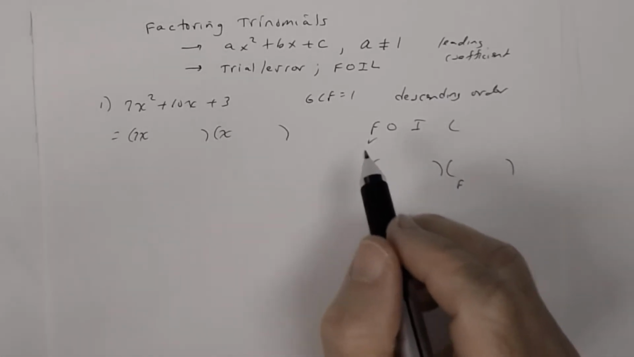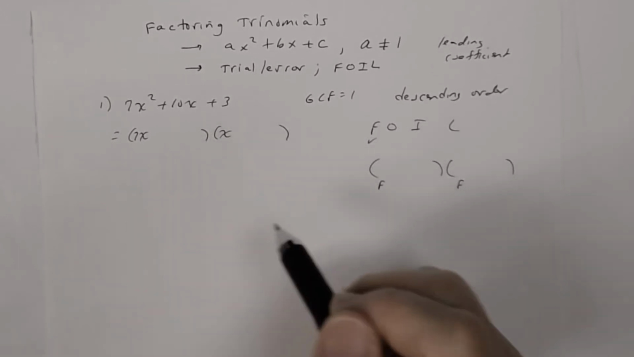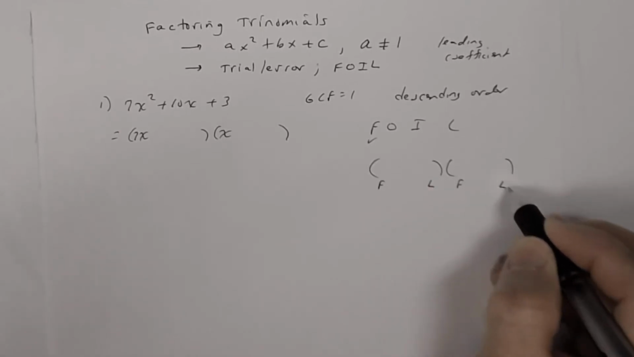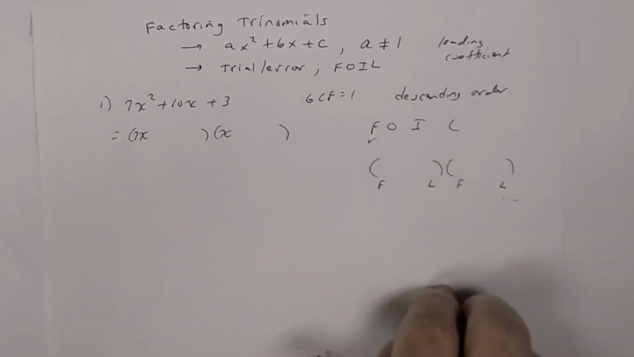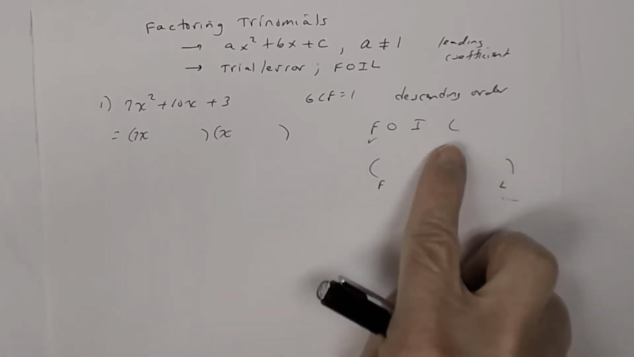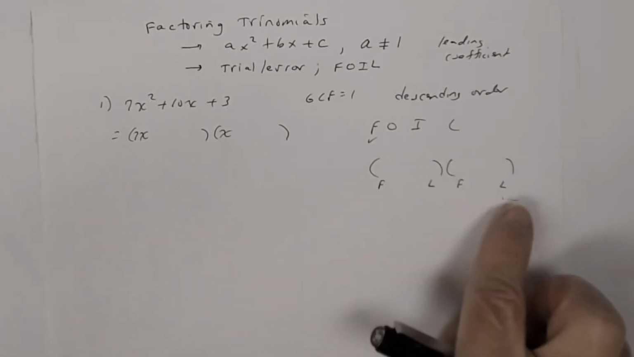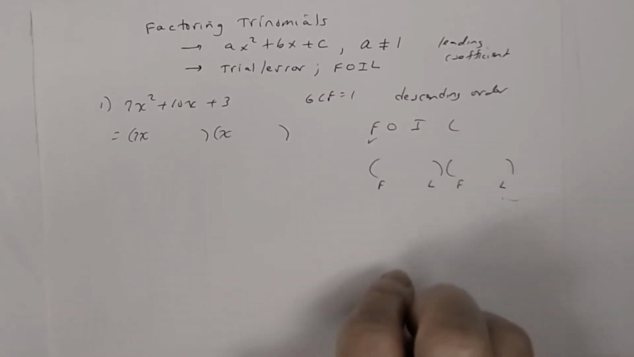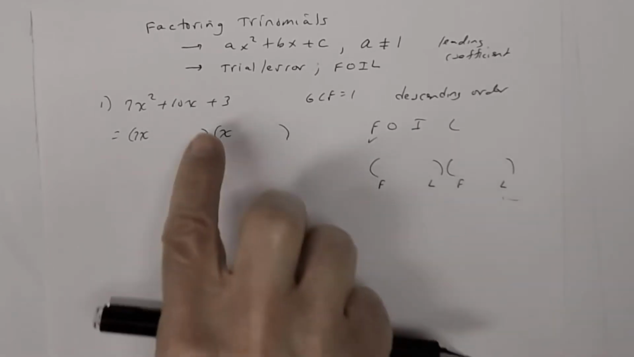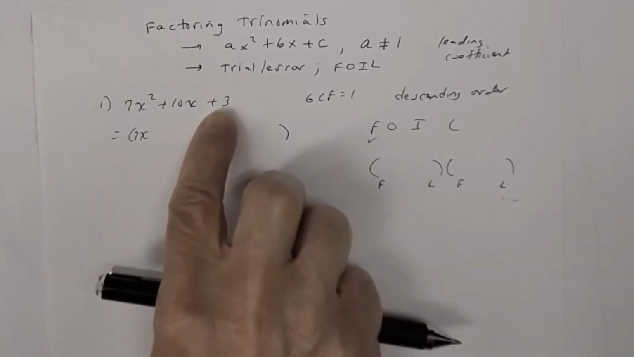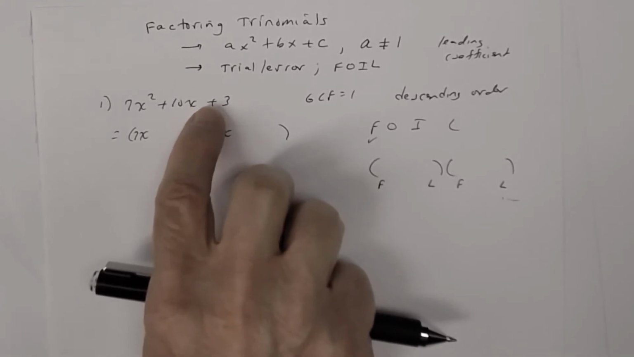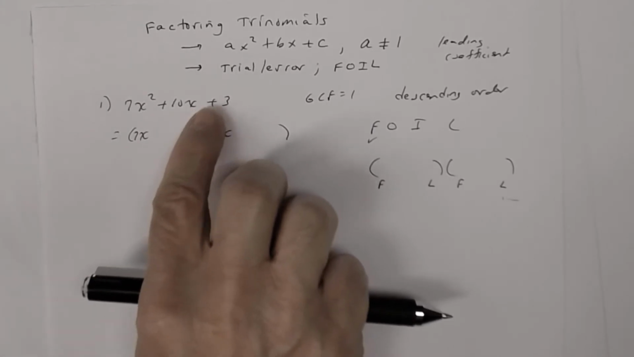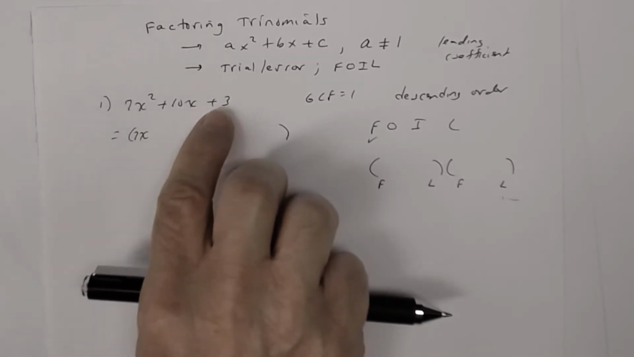Now, once you find your F, once you find what goes here, then you go to your L, the last. Remember, the last refers to the last terms of each binomial. So you're going to get this by multiplying these 2 terms here, the last terms of each binomial. L times L will give you that. So look at this. This is 3. Now, let's not worry about the sign for right now, because in a little while we're going to look at negative as well. But this is positive. Let's just look at 3 for right now.